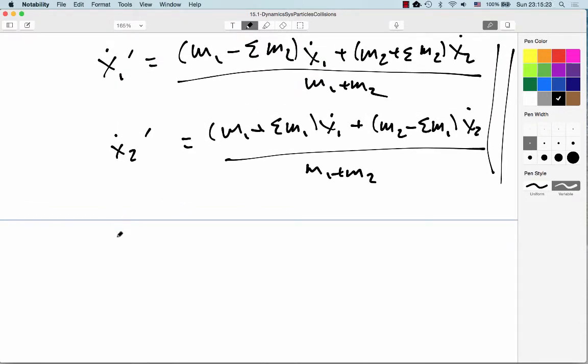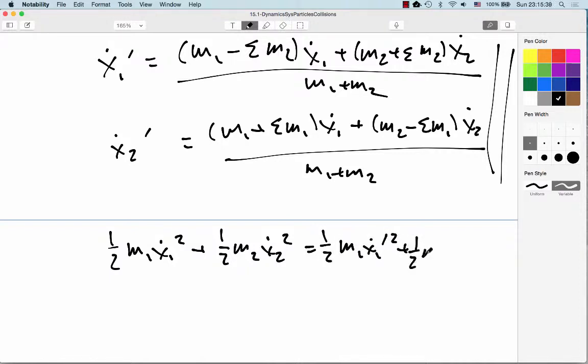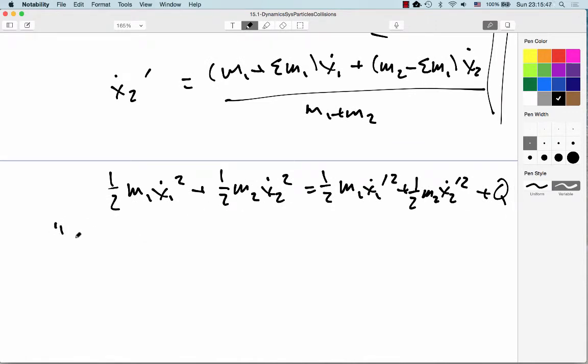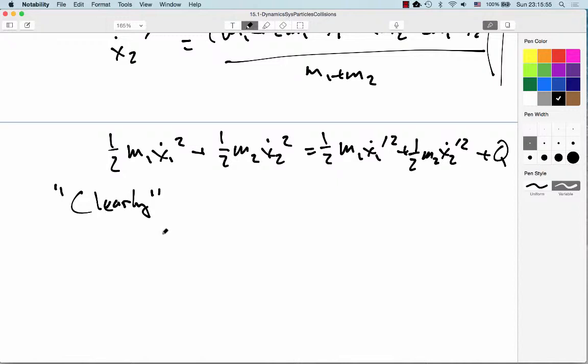And you can go ahead and do your energy conservation. Remember, our energy conservation now is going to be 1/2 m1 x1 dot squared plus 1/2 m2 x2 dot squared equals 1/2 m1 x1 dot prime squared plus 1/2 m2 x2 dot prime squared plus q. And I will say that it's obvious, so clearly, and you will be assigned to show this. This eventually transforms into the energy gained or lost is 1/2 times the reduced mass V squared, so the kinetic energy of the reduced mass, kind of, times 1 minus epsilon squared.